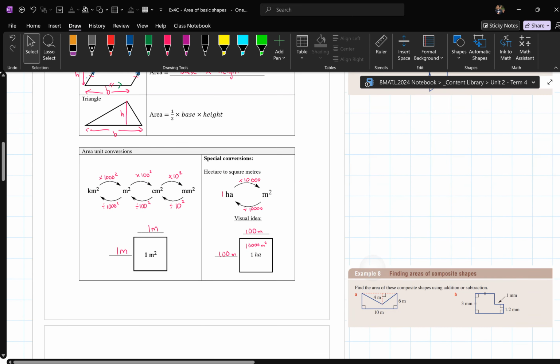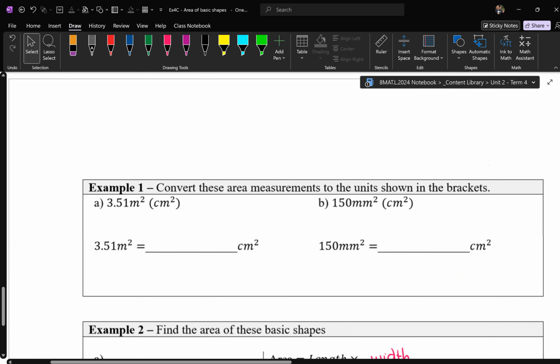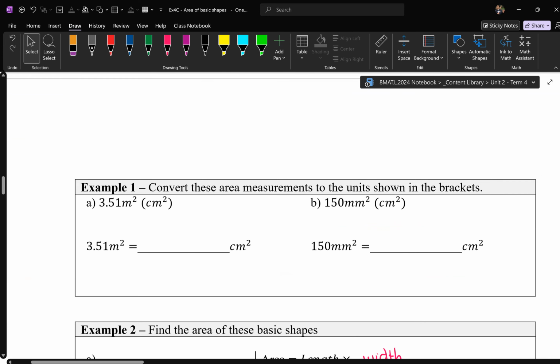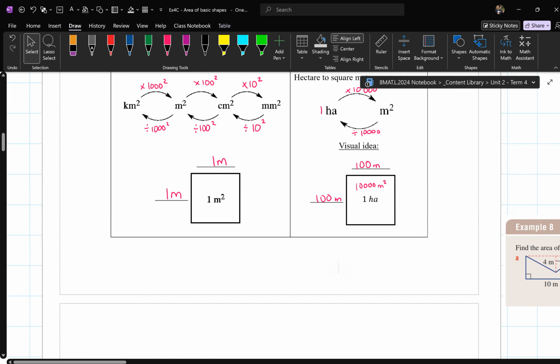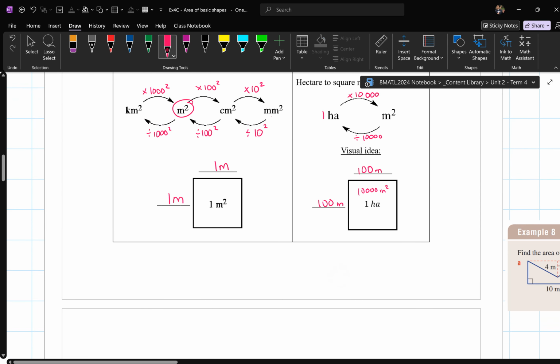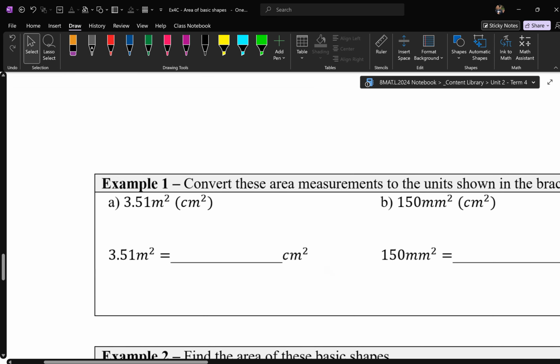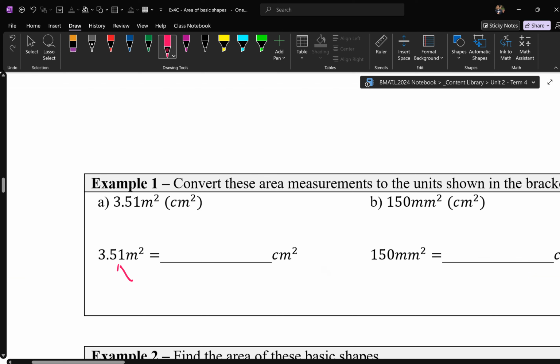So using the chart that I've given to you, this is the last example for this video. So here we go. Let's say I want to convert 3.51 squared meters. So this is the area, okay? 3.51 squared meters to squared centimeters. Looking at the chart again, can you see going from squared meters to squared centimeters, it's times by 100 squared. So on your calculator, I want you to type in, well, what is 3.51 times 100 squared? Okay, so here we go.